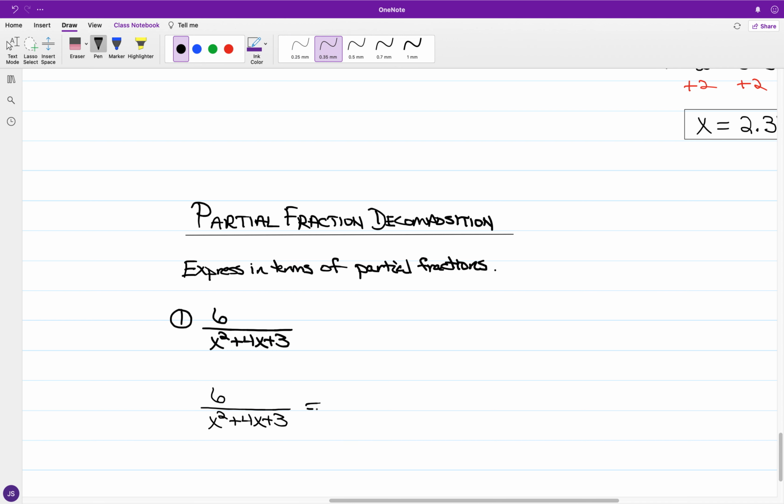So we have x squared plus 4x plus 3, and just looking at what we have now, we have 6 all over the product of x plus 3 and x plus 1. So x plus 3 is its own denominator factor, x plus 1 likewise. And let's say I split up the x plus 3 and the x plus 1 as being their own denominators.